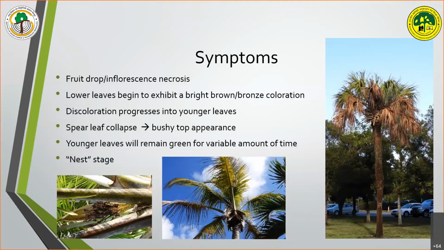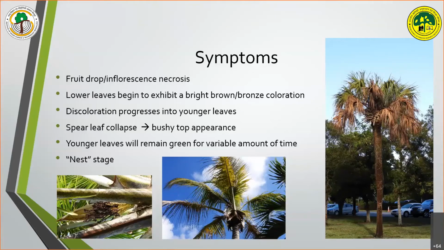However, assuming that you can observe the necrosis of the inflorescence, the next stage of symptoms that progress are the discoloration of the oldest leaves in the canopy. And this results in a distinct layer of necrotic leaf tissue that's closest to the ground. And then over time, this discoloration and leaf death progresses further up into the canopy, affecting younger and younger leaves, until eventually you get the spear leaf collapse and palm death.